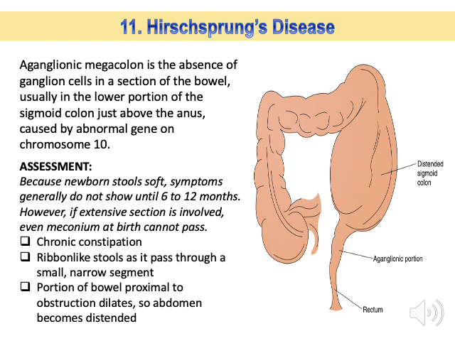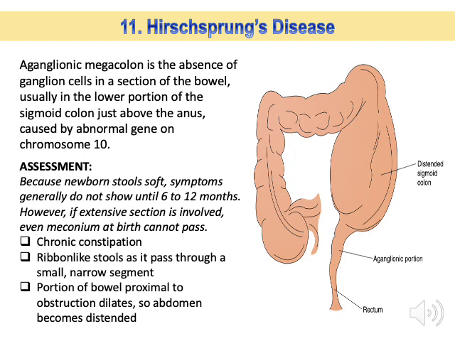So, movement of fecal material through that segment of intestine is impossible. It's common in males, and incidence is 1 in 5,000 live births. Assessment findings: because the newborn stool is generally soft, symptoms do not show until 6 to 12 months. However, if an extensive section is involved, even meconium at birth cannot pass.